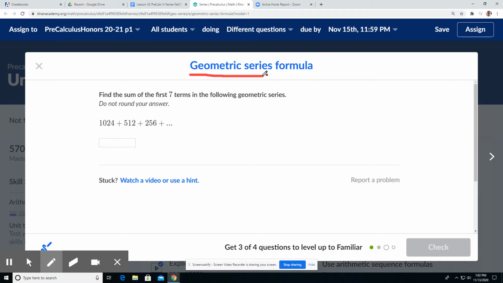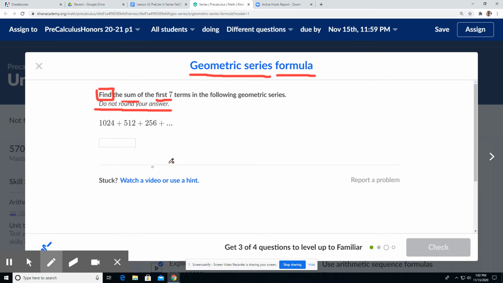We're doing a geometric series using the formula for it. All right, what are we asked to do? We're asked to find the sum, adding them all up, of the first 7 terms in the following geometric series. Do not round your answer, it tells us.